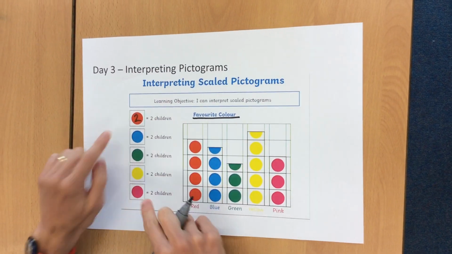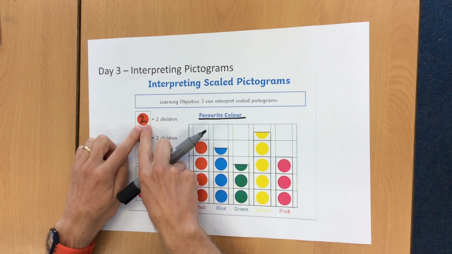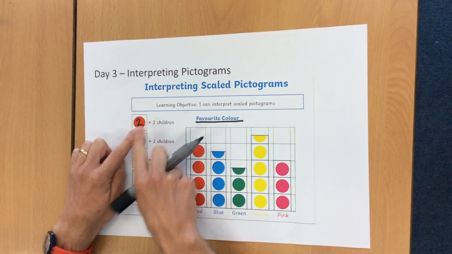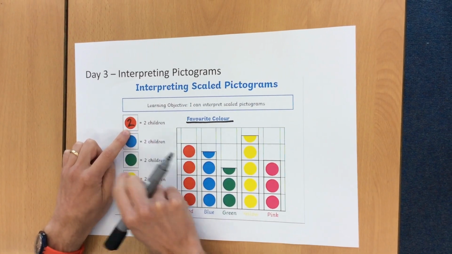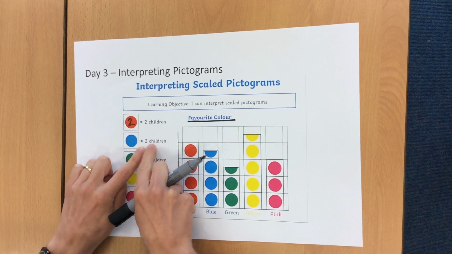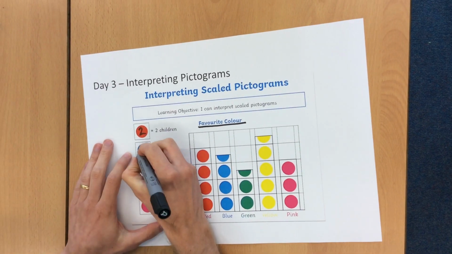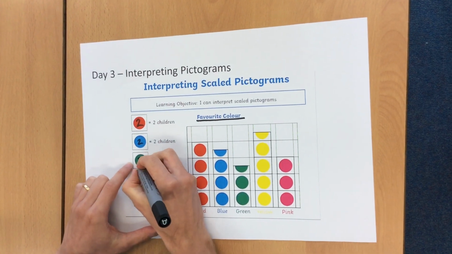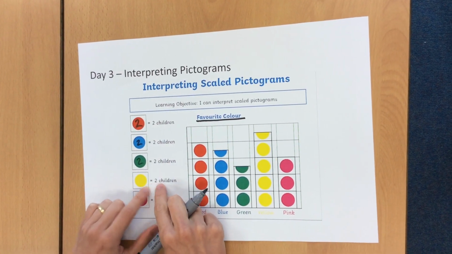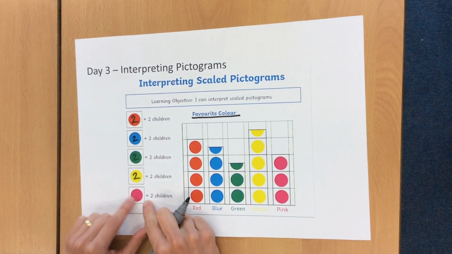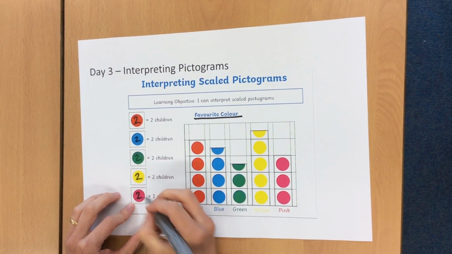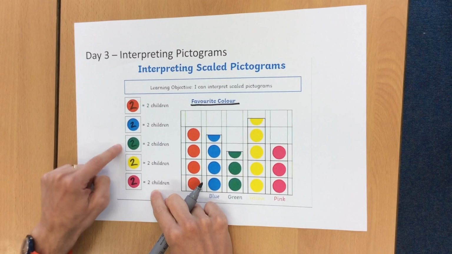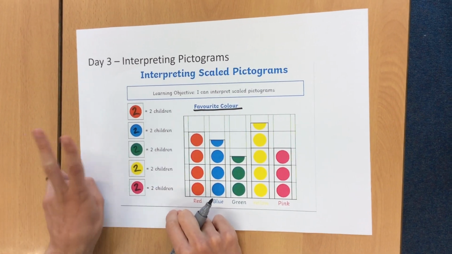And on the side here, I've got like a little key, and it tells me that for every red counter, the value of that one red counter is 2 children, so I've put a 2 in there already. Looking at the blue counters, one blue counter is worth 2 children too. One green counter is worth 2 children too. One yellow counter is worth 2 children, and one pink counter is also worth 2 children. So each counter has a value of 2.